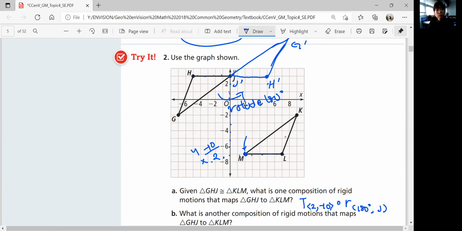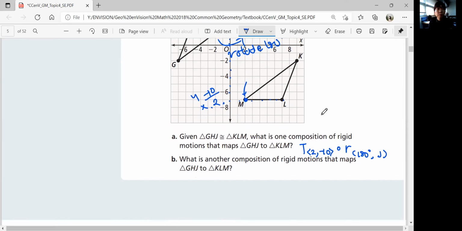Okay. So if you do a translation first, you have to specify your point of rotation, which is going to be another point after your translation. So you can't use J, H, G. It's going to be a different point.